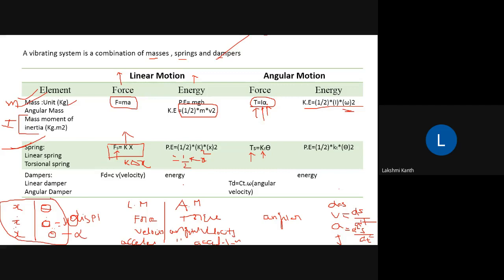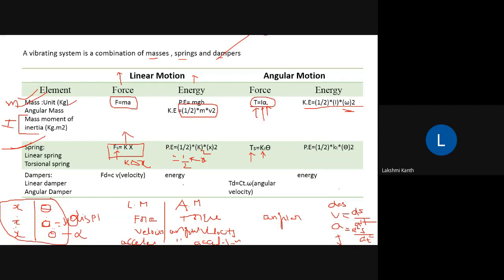One is for linear, x dot, x double dot, and for angular, theta dot, theta double dot. Is it okay, students? We are following these notations in our coming discussions. Right, so one is x dot, x double dot, theta dot, theta double dot. So this is the step one in-depth discussion.